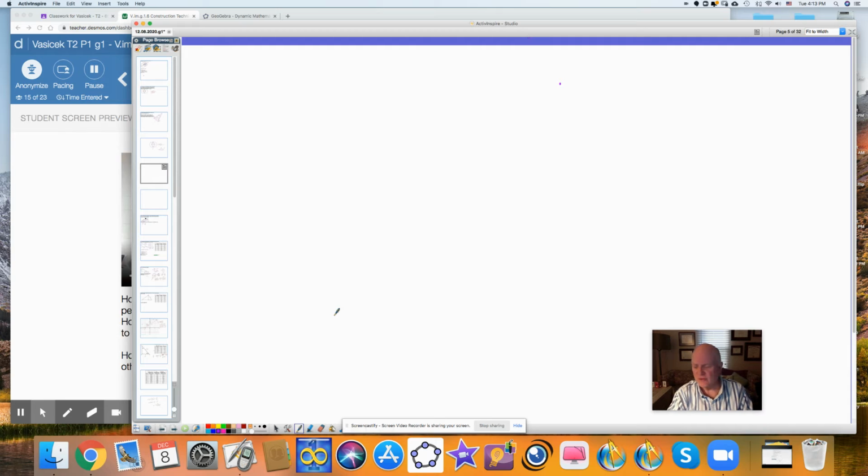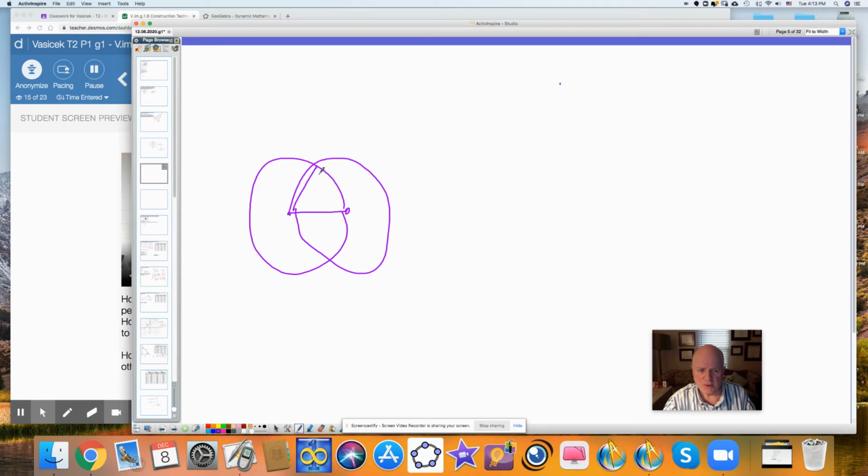On the first day of class, we did a construction where we had segment AB, and we had one circle going this way and one circle going this way. And we said, oh, this point makes this equilateral, and this is the same distance from these 2 points. This is the same distance. So that's one way we constructed a perpendicular bisector.